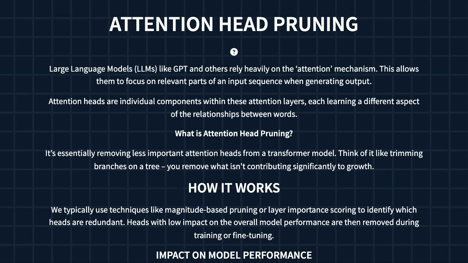Okay, let's talk about attention head pruning. It's a clever way to make large language models more efficient. These models use something called attention, which allows them to focus on the most important parts of what they are processing. Inside these attention layers are many attention heads, each learning different relationships between words. Think of it like having multiple specialists analyzing text. Some might be good at spotting connections, others at understanding context. Pruning removes those heads that aren't really adding much value. It makes the model smaller and faster without sacrificing too much accuracy. It's a balancing act, carefully removing redundant attention heads to improve both speed and efficiency.